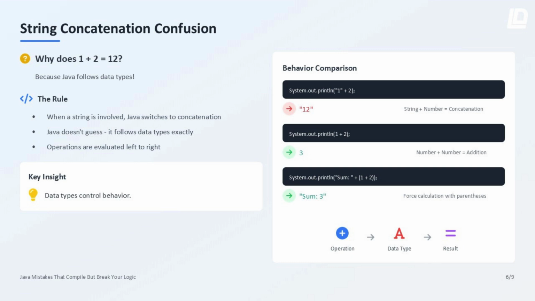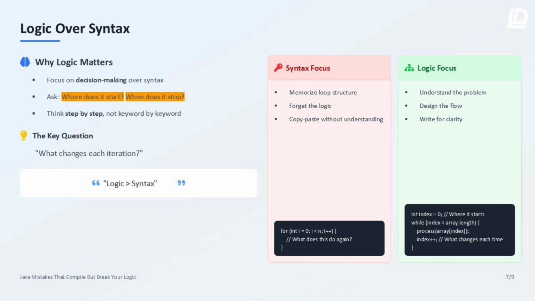Data types control behavior. Many students memorize Java syntax, but struggle the moment the problem changes. They know how to write a loop, but they do not understand why it works. Instead of memorizing code patterns, you should ask logical questions. Where does the loop start? When should it stop? What changes each time it runs? Programming is not about typing keywords. It is about understanding the flow of execution. Think in steps, not keywords.